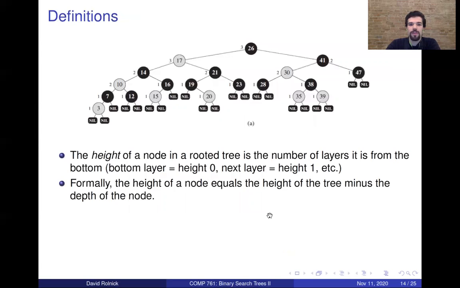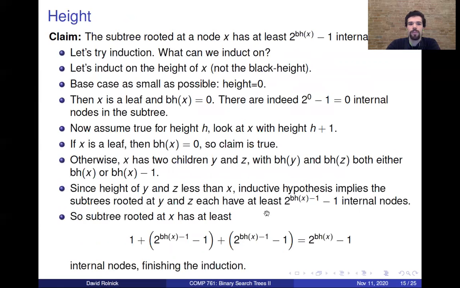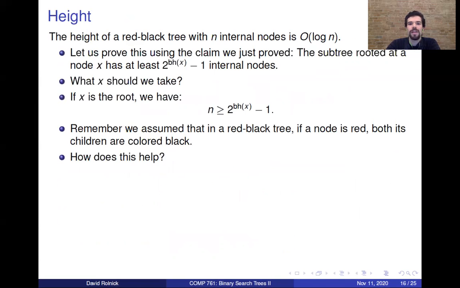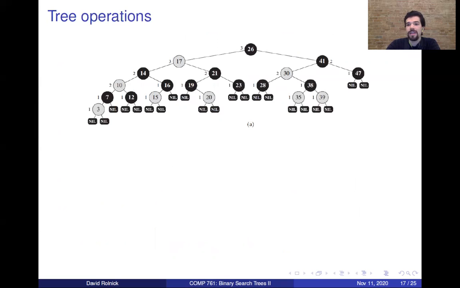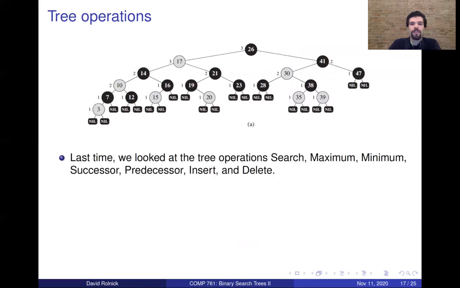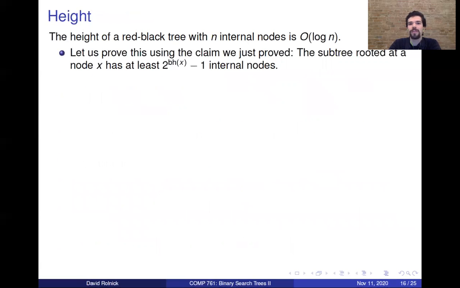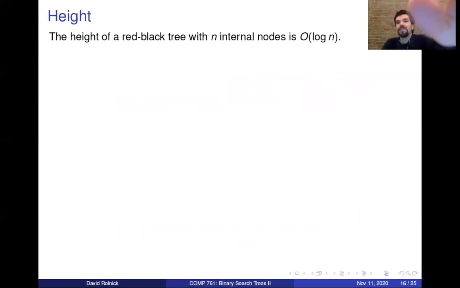So I'm going to skip this for a moment. I don't think we have time for proving that the height of a red-black tree is log n. But let's just take this as a given. The height of a red-black tree with n internal nodes is order of log n. Might prove that next time, but I'm not going to get into anything thornier than that, I think.